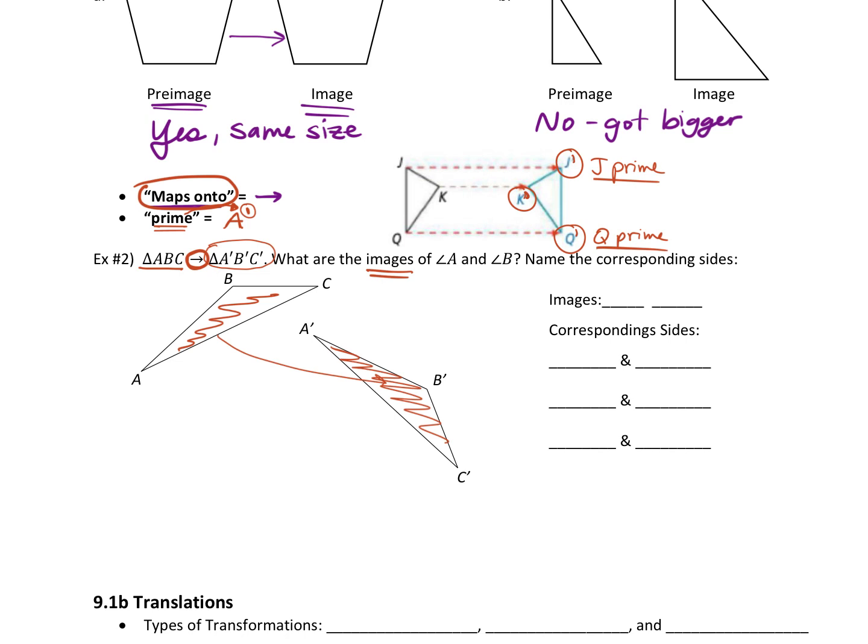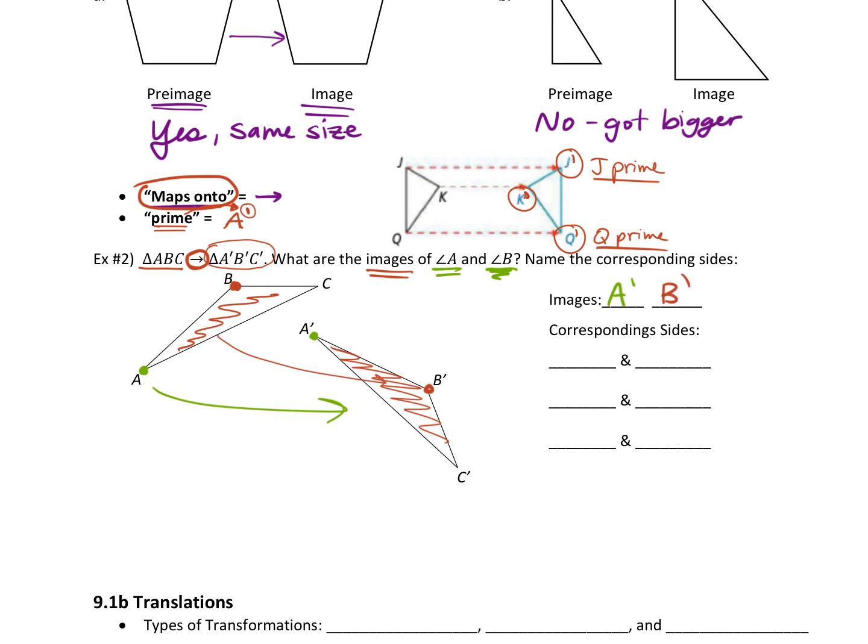So what is the image of angle A? A is the pre-image. Here's my pre-image. What's the image of it in this figure? A prime. So you would say the image is A prime, and what's the image of angle B? B prime. So B becomes B prime.